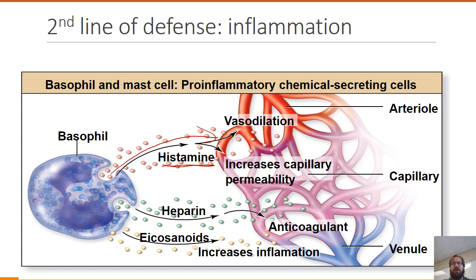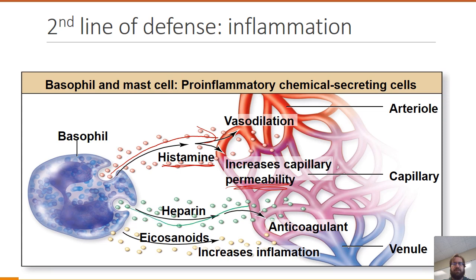It increases the permeability of your blood capillaries so that when the white blood cells reach their destination, they can get out of the blood into your tissue, and you have a cleanup crew to come take care of the problem.